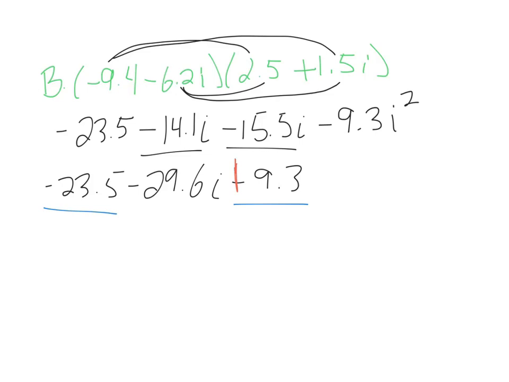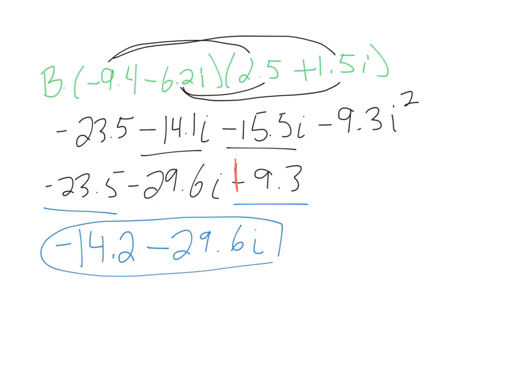So negative 23.5 plus 9.3. So that gives us 14.2 minus 29.6i.